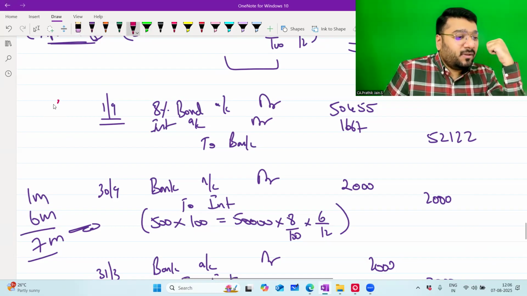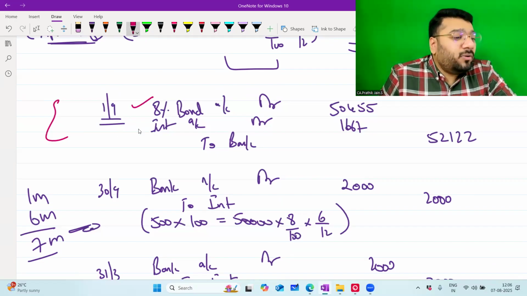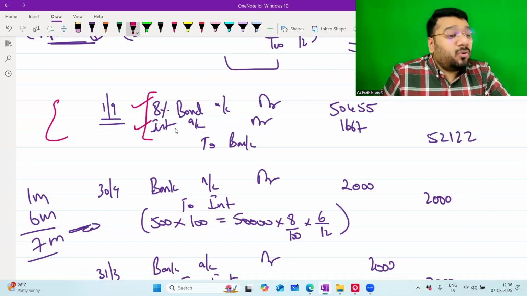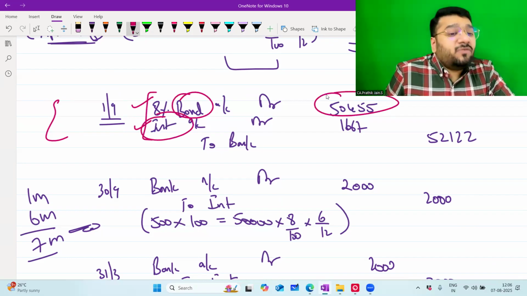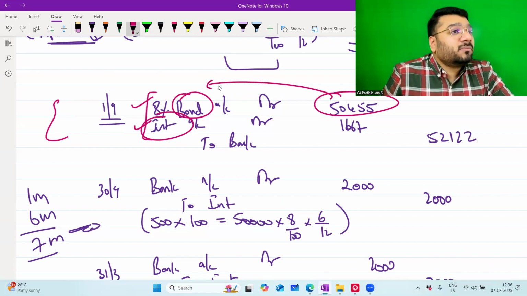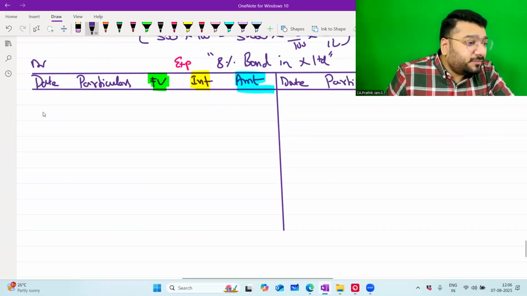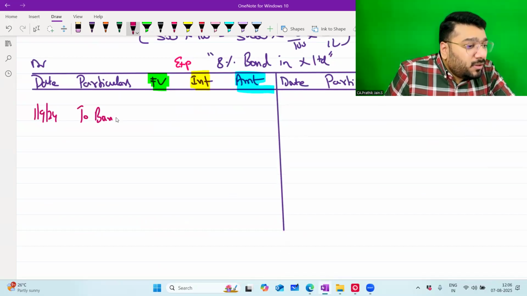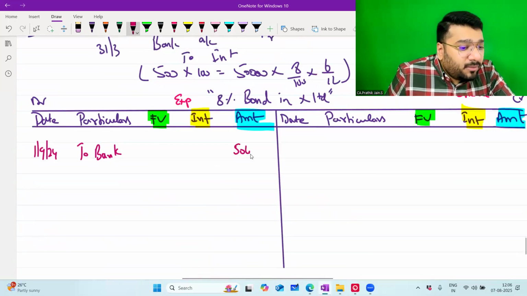How will you do the posting? The 8% bond is an investment account, and interest is an interest account. Both are combined in one single ledger. So we have opened the investment account and interest account, and posting is done in this account. Now record 50,455 in the bond account. In the description, the opposite party is to bank, on the date 1924. What is the purchase value of the investment? 50,455.